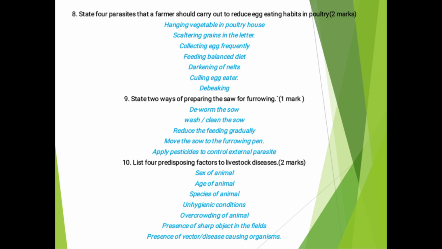Question 9. State 2 ways of preparing the sow. It is sow for pig, S-O-W, not S-A-W, which is for cutting. For farrowing. Now, we usually do some practices as we prepare for farrowing. Remember, farrowing is basically the act of giving birth in pigs. So you can deworm the sow, wash and clean the sow, reduce the feeding gradually, move the sow to the farrowing pen, and you can also apply pesticides so as to control external parasites.